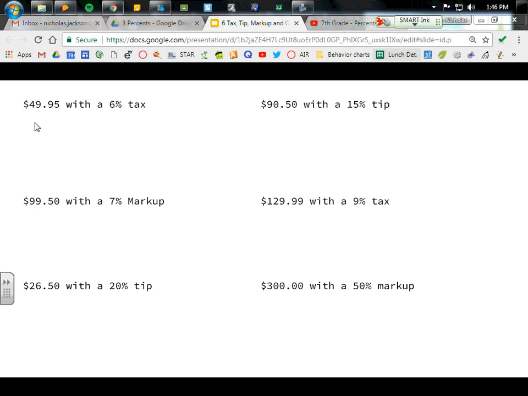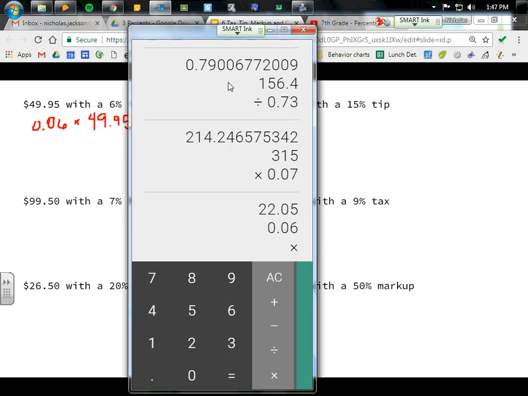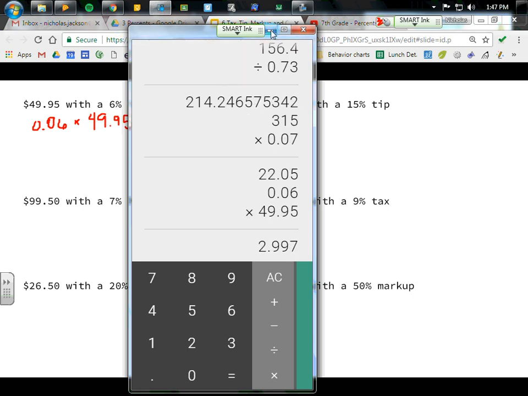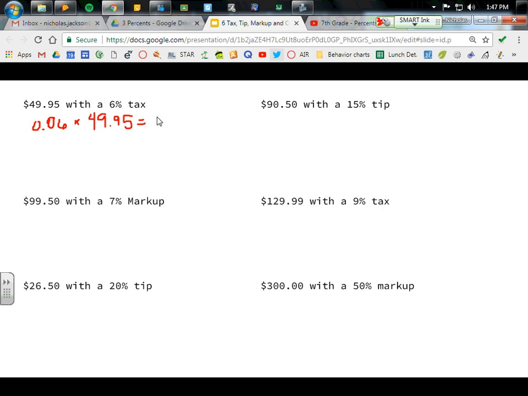$49.95 with a 6% tax. So the first thing we need to do is change our tax rate to a decimal. So this will be 6 hundredths, 0.06. We're going to multiply that by $49.95. And that'll give us a total tax amount of, we're going to need to round this to $3. We're going to add $49.95 to our $3 tax, and that's going to give us $52.95 as our total bill.